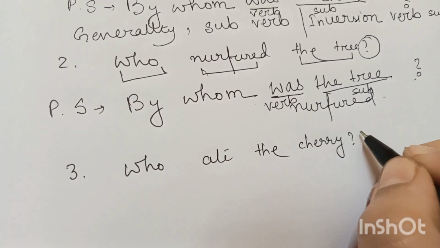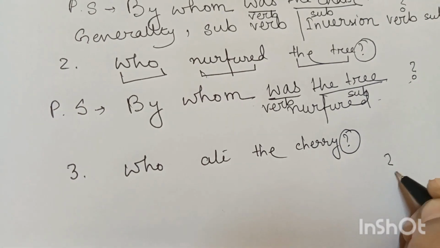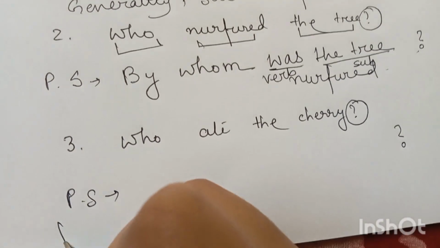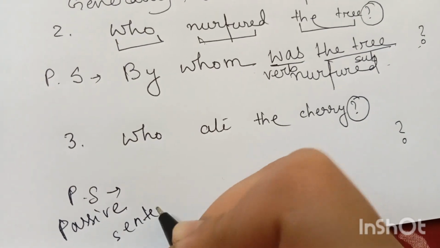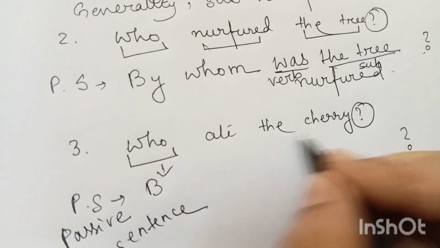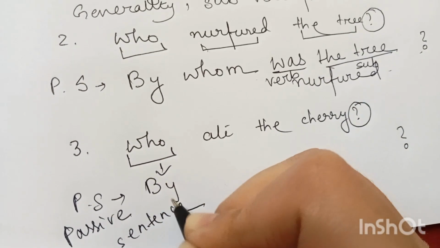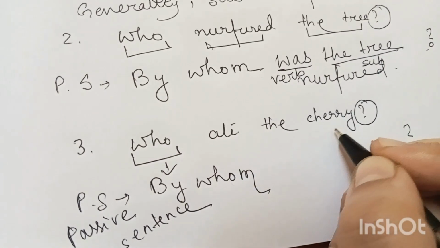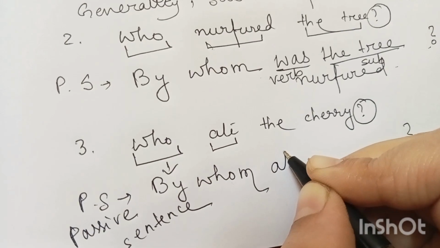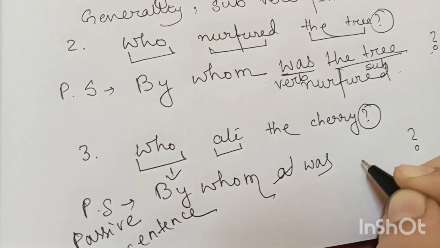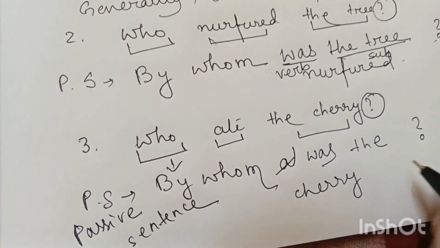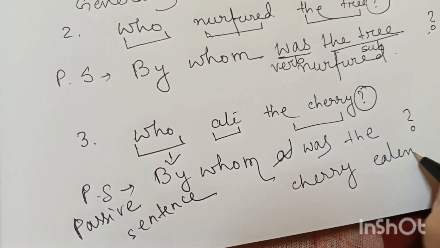Next is who ate the cherry? See the question mark, and therefore in the passive sentence, we write the question mark first and then who. The sentence is starting with who, therefore the passive sentence will start with by whom, and then we first notice the verb, it is in past form, so we write was, and therefore the subject, that is the cherry, and therefore the third form of the main verb, that is eaten.